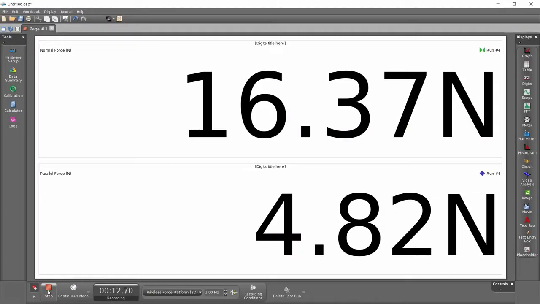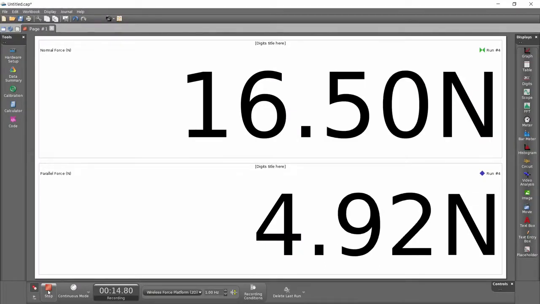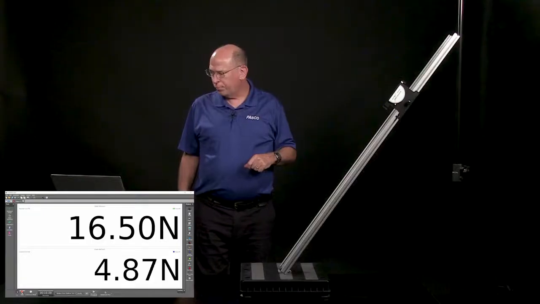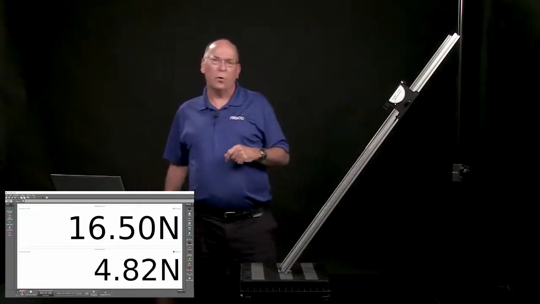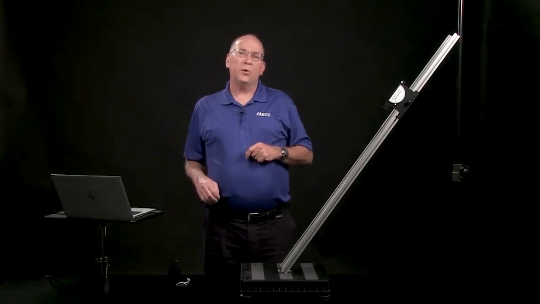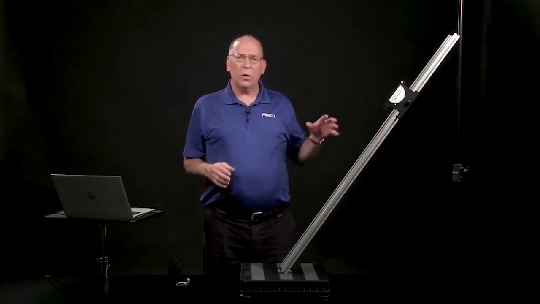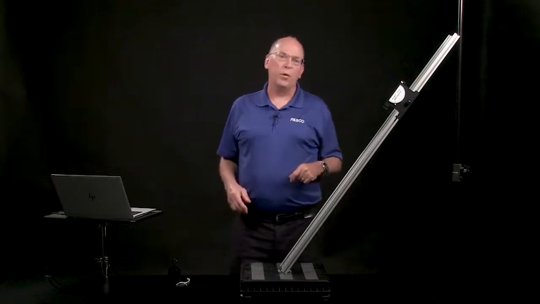Here you can see that the normal force is less than the 18 Newton weight of the track. So about 1.5 Newtons or so less. They use this knowledge to predict the lean angle using the normal and parallel force measurements and the weight of the track.